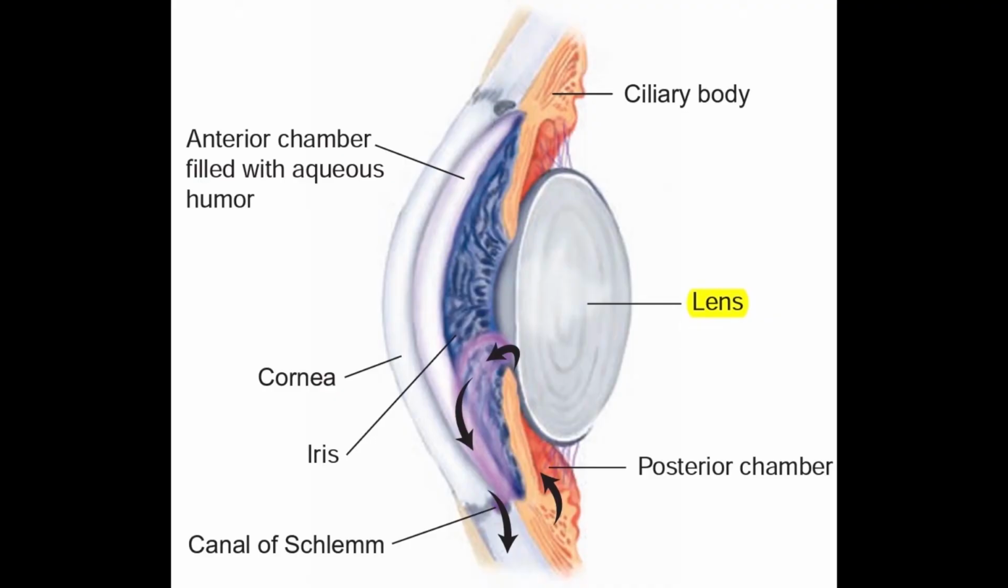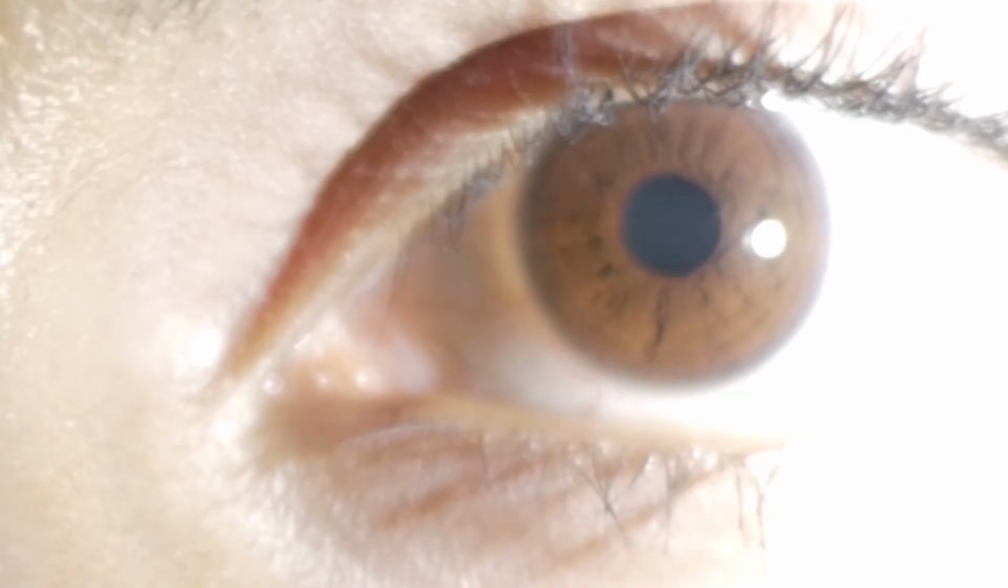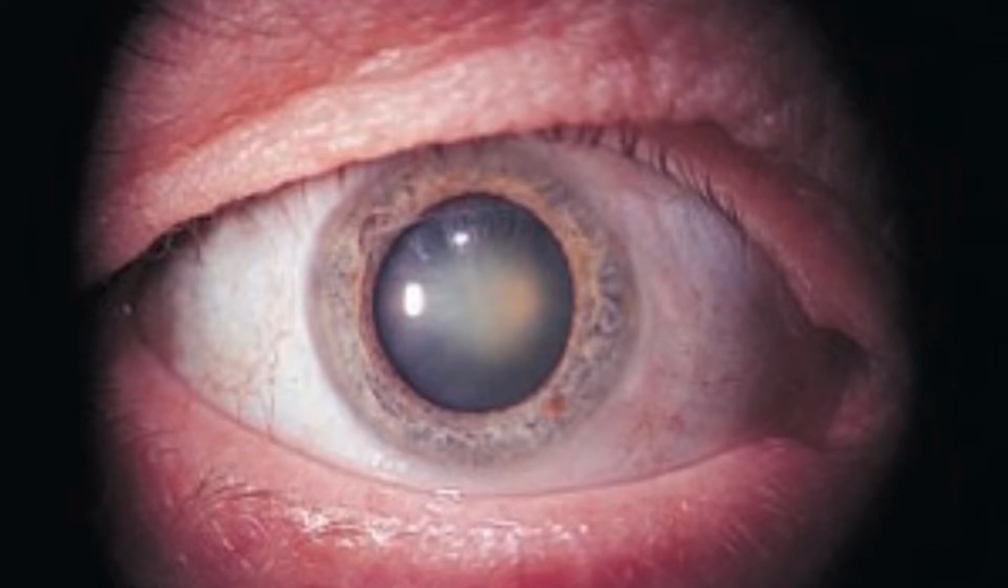Now let us examine the lens. Let us begin with the right eye. Inspect the lens through the pupil. Is there any haziness or opacity? Now repeat on the left eye.